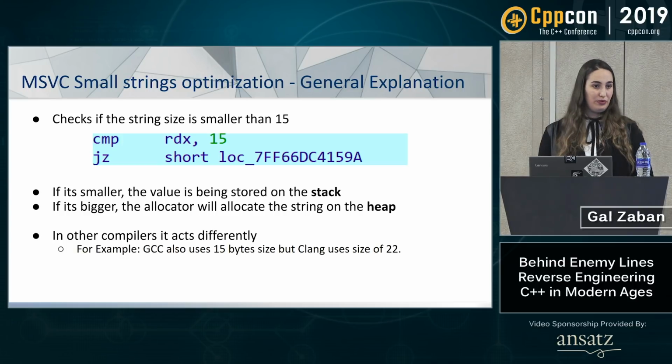It is also important to say that different compilers handle it differently. I'm not going to get into it now, but, for example, GCC also uses a size of 15, but Clang uses 22.